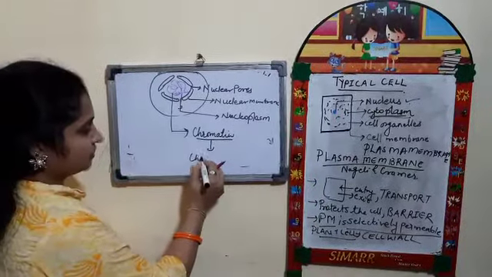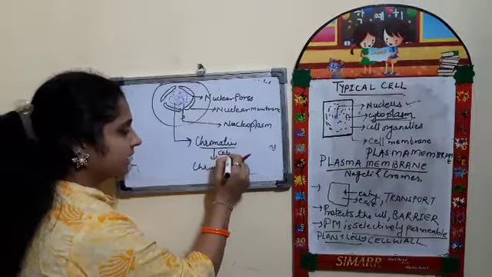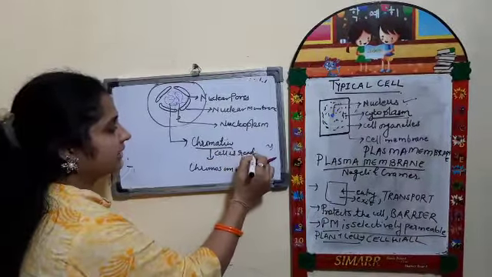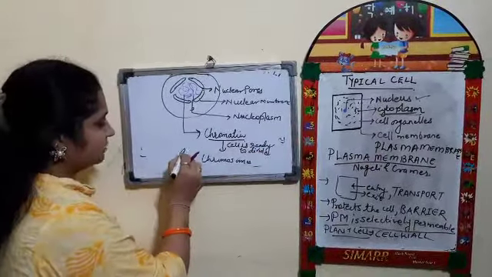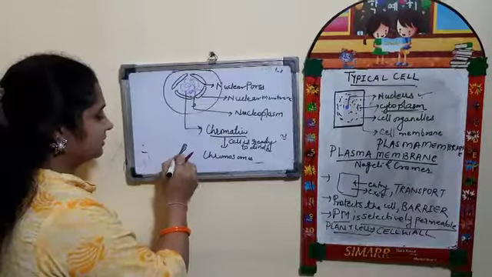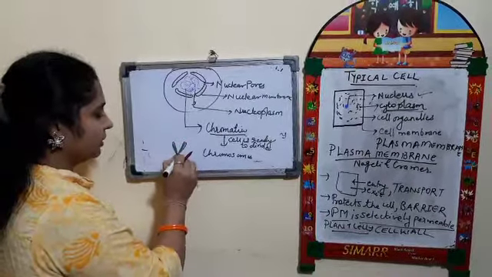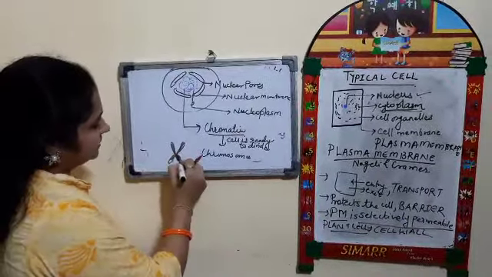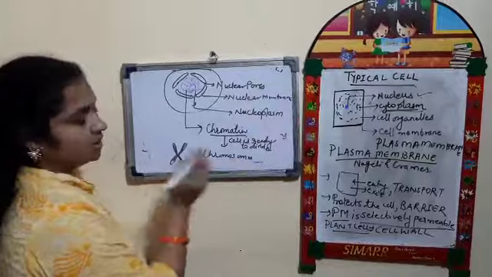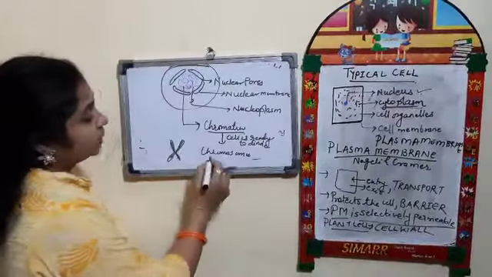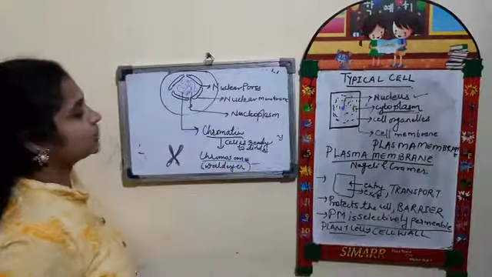So chromatin becomes chromosome later on, when the cell is ready to divide. And these chromosomes carry your DNA and protein, where your genes are also present. So they play an important role. Chromosome was discovered by Waldeyer. Waldeyer was the scientist who discovered it.